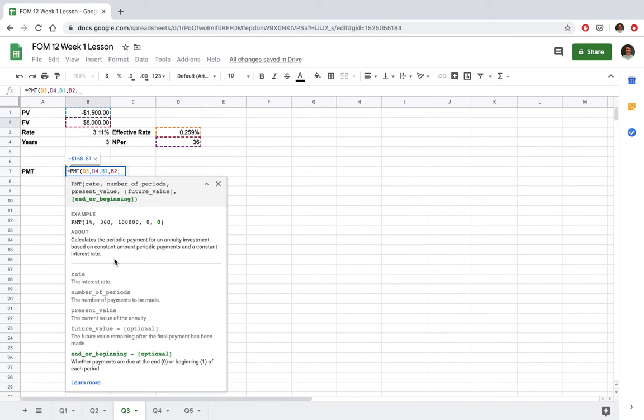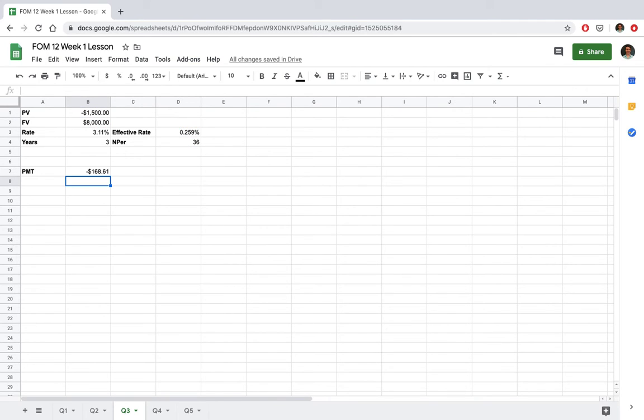Now the question said that we're doing it at the end of each month, so that means we need a 0 here. Now our payment is negative in this case, and that makes sense because that money is coming out of our pocket into our savings accounts. So it's money coming out of our pockets, which means it should be negative. If you get a positive number, you know you did something wrong here.